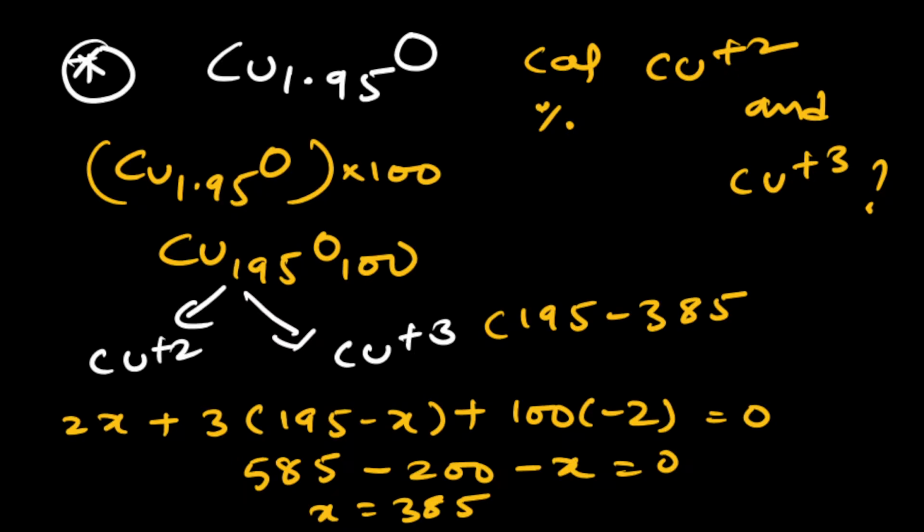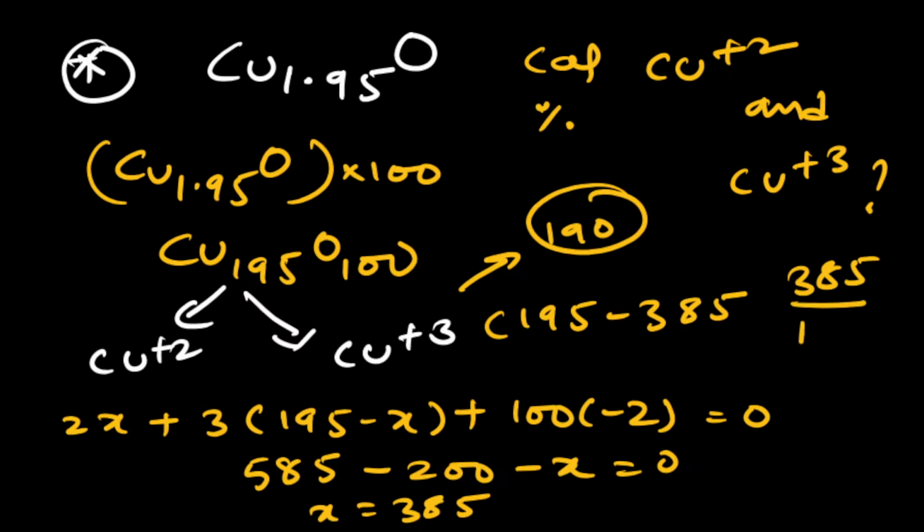How much will you get? 385 minus 195, you will get 190. Cu +3 you will get as 190. One is 385, one is 190. Then if you divide it, how much will you get? One is 385, one is 190. That only I am asking. If you divide it, how much will you get?